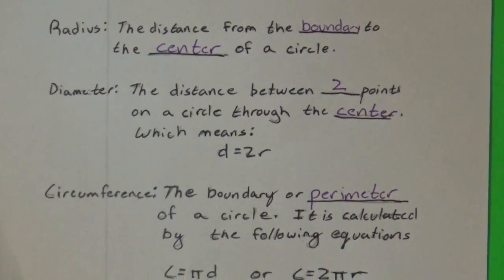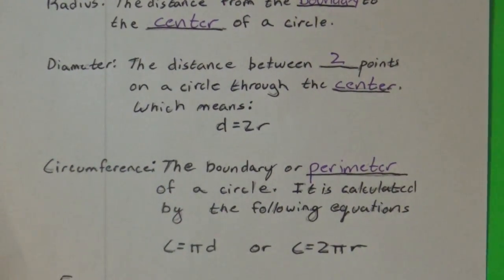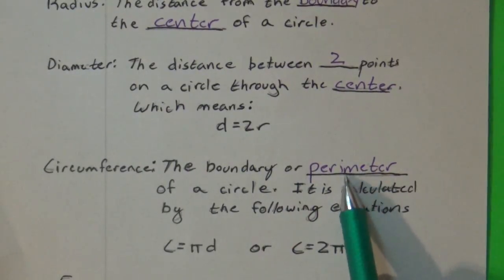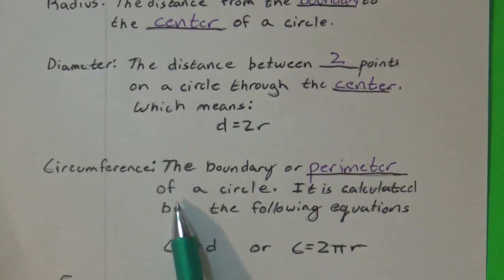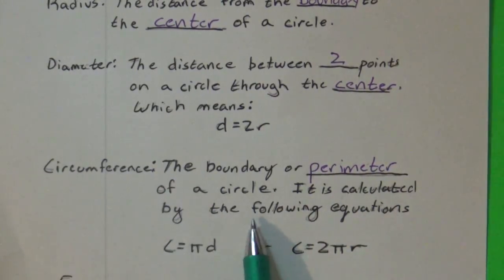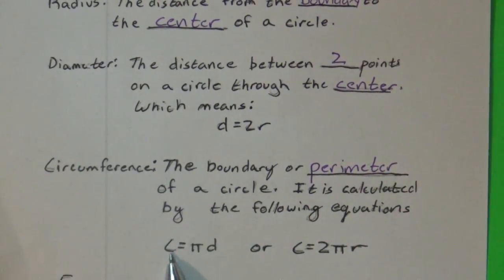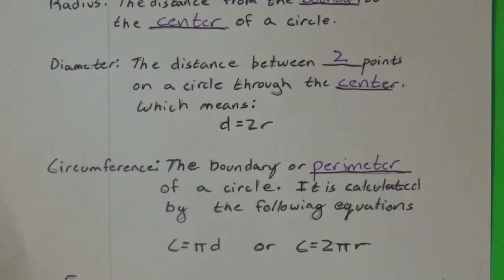Last definition is the circumference. It is the boundary or perimeter. Basically, it's the outside of a circle. It is calculated by the following equations. Circumference equals pi times diameter, or circumference equals 2 times pi times radius.